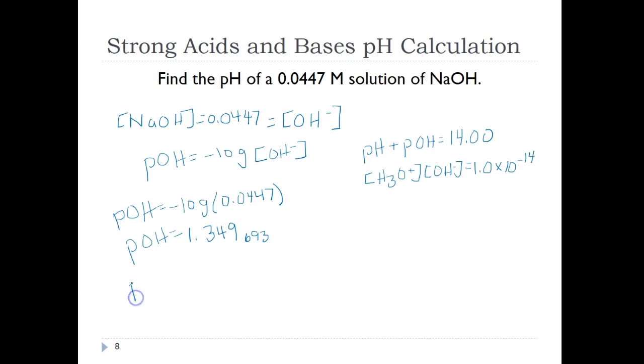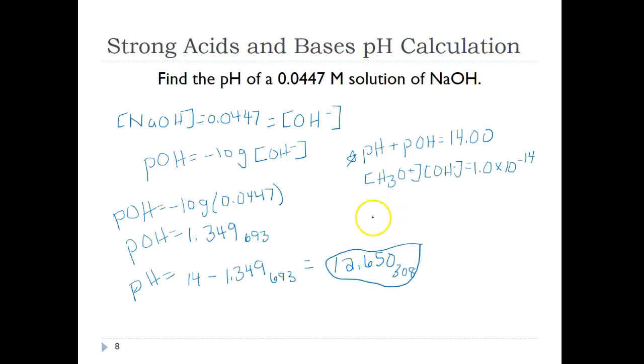But if I want to solve for the pH value, I'm going to have to use that equation. So I'm going to take 14 minus 1.349693. So what I'm going to end up with here is 12.650, going 3 places to the right of the decimal point. I'm just going to keep 308 along for the ride. So that would be the pH of this 0.0447 molarity solution of sodium hydroxide. Definitely basic, as the pH is way higher than 7.